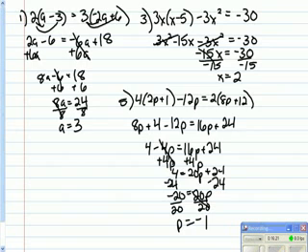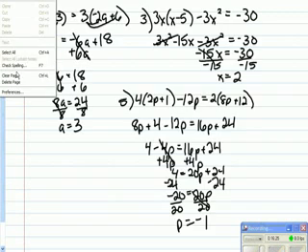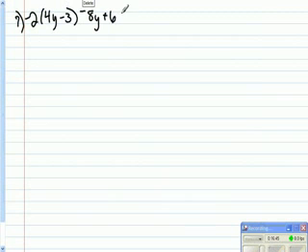Alright, on to number 7. We have negative 2 times 4y minus 3 minus 8y plus 6 equals 4 times y minus 2.